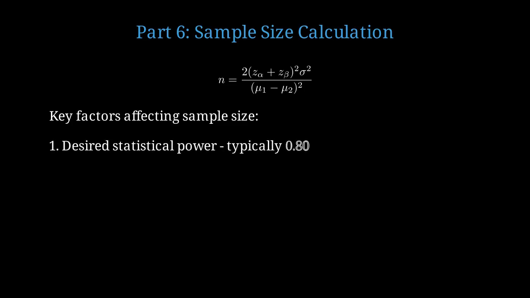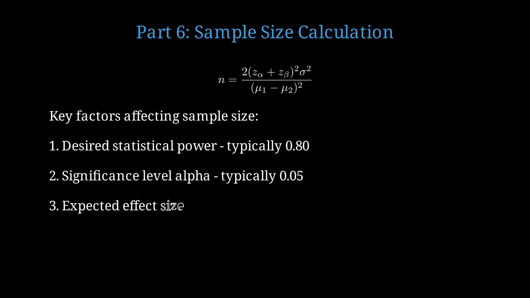First, desired power, typically 0.80 or 80% chance of detecting a real effect. Second, your alpha level, typically 0.05. Third, the expected effect size based on theory or pilot studies. Fourth, the population variance or variability in your measures.